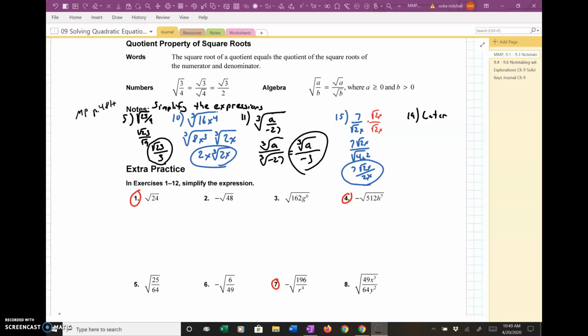Now, to get into the problems here. Square root of 24. Now, I'm not going to do this the long way.